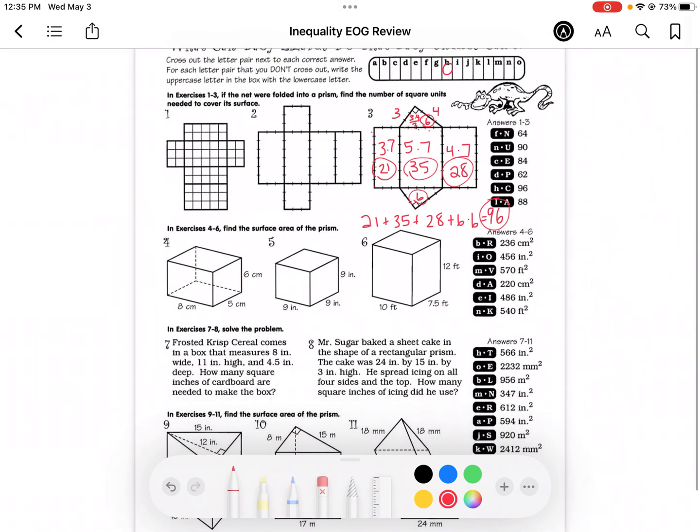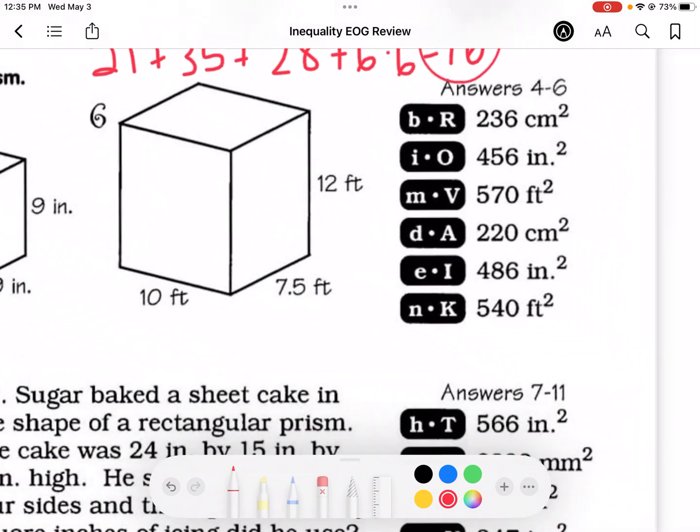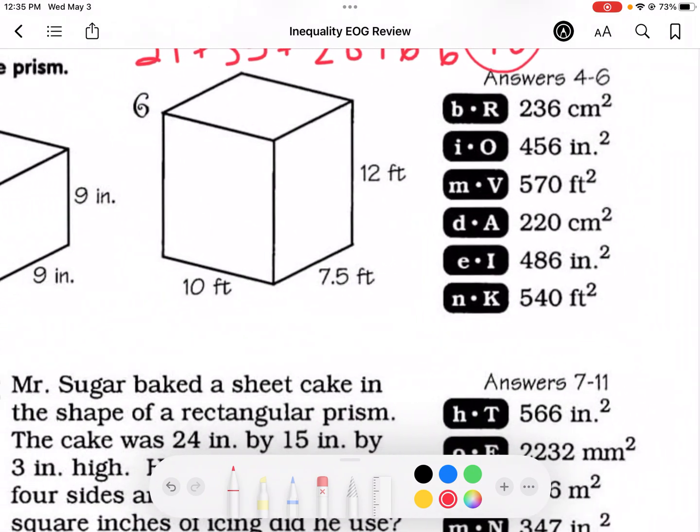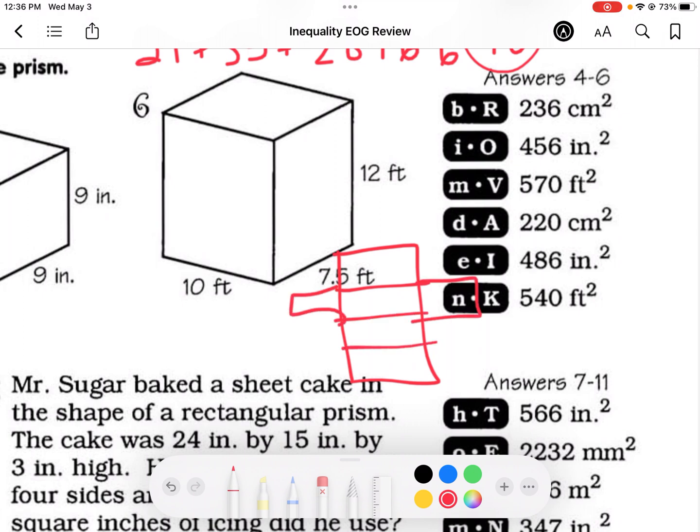All right, let's do one of these at the bottom. So I'm going to draw my net. And I told you guys to choose a number. Could be any of them. I'm going to choose 10. And then you're going to alternate between the other two. So 12, 7.5, 12, 7.5.